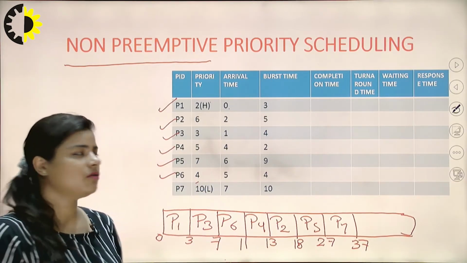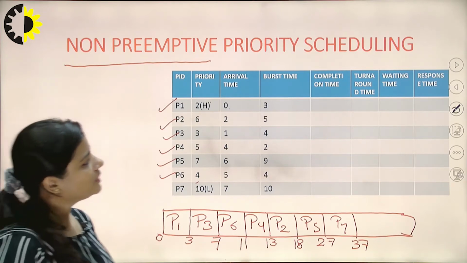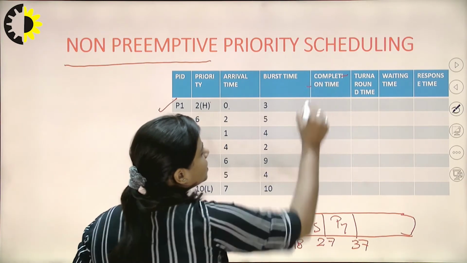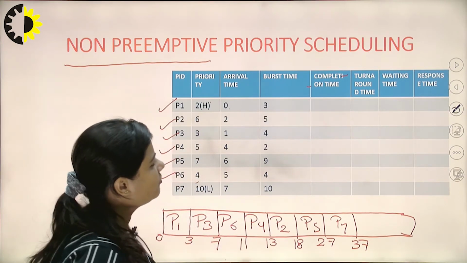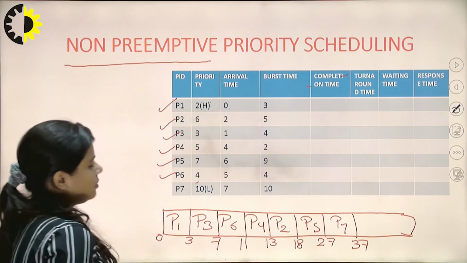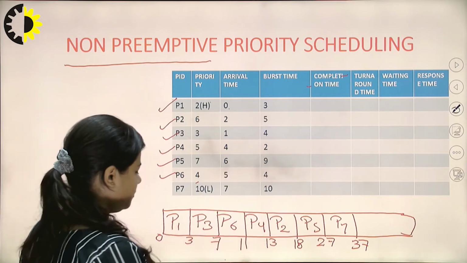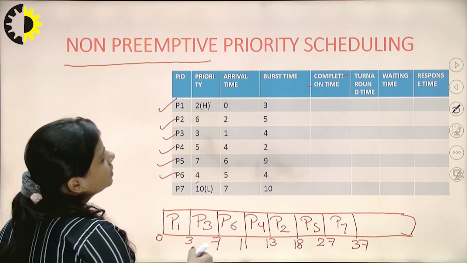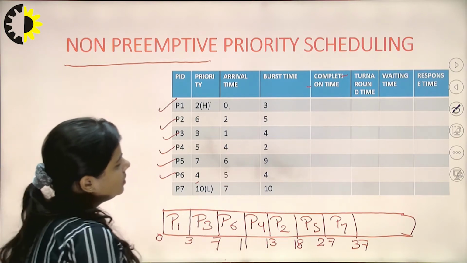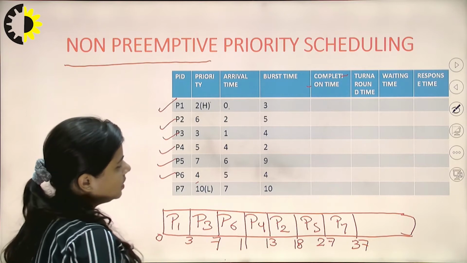Okay, but now we are also looking for some values like completion time, turnaround time, waiting time and response time. So let's calculate all these values with the help of the Gantt chart. First, we will go for the completion time.